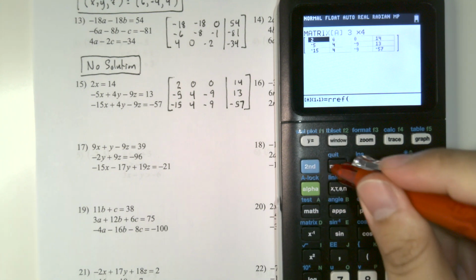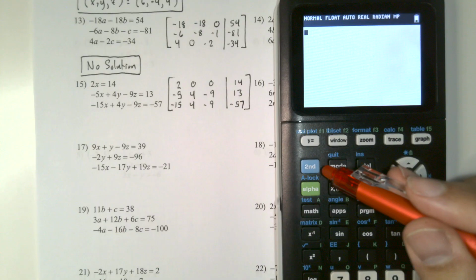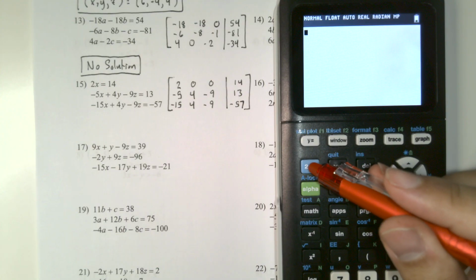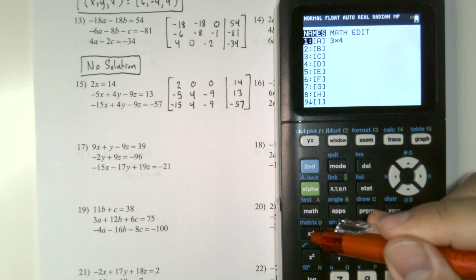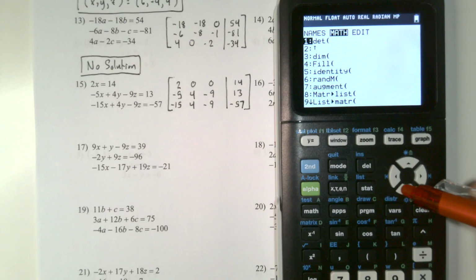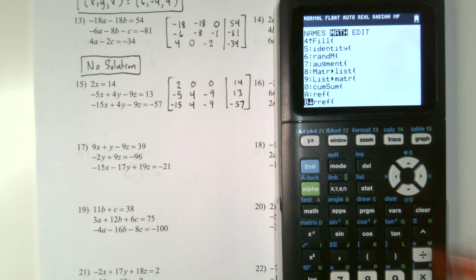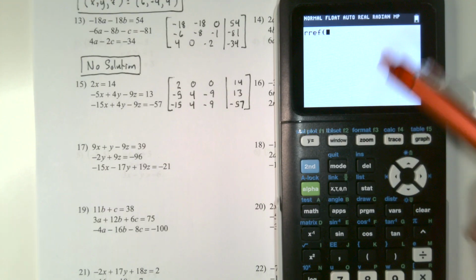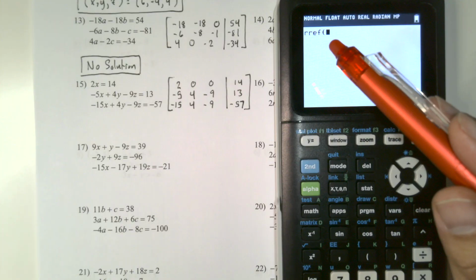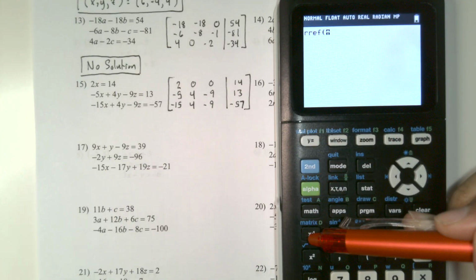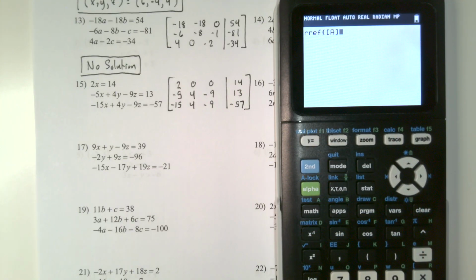Oops, I gotta quit out of that first before I start doing that. Second, matrix, scroll over to math, RREF. Okay, gotta make sure you're back on your home screen before you do that. RREF, second, matrix, A, and now when you hit enter, we get this.